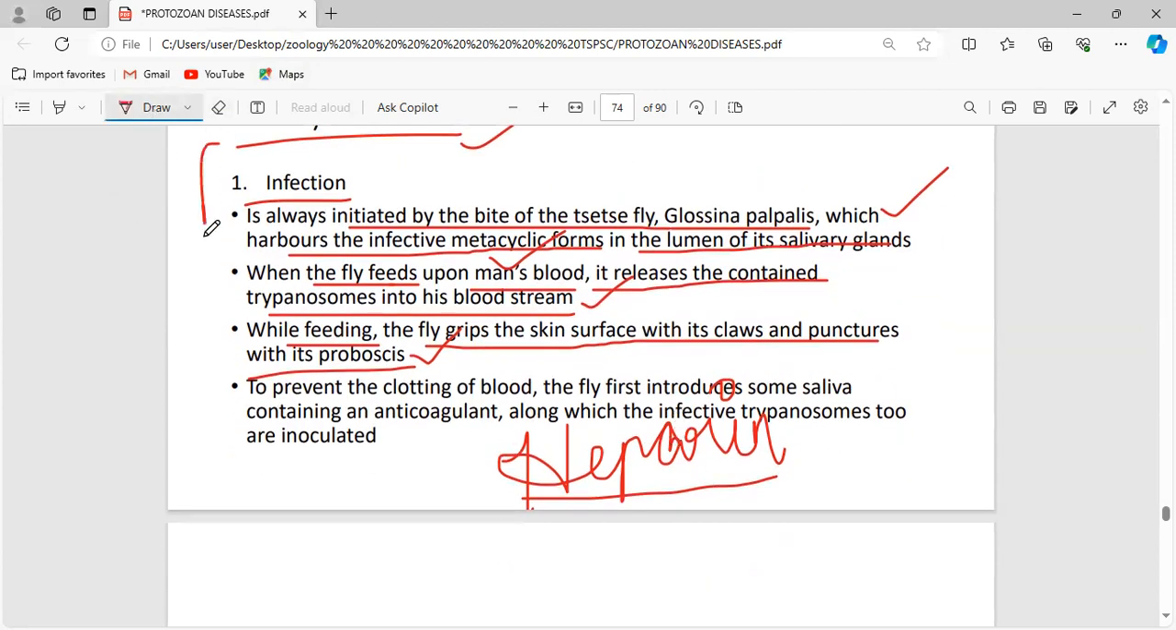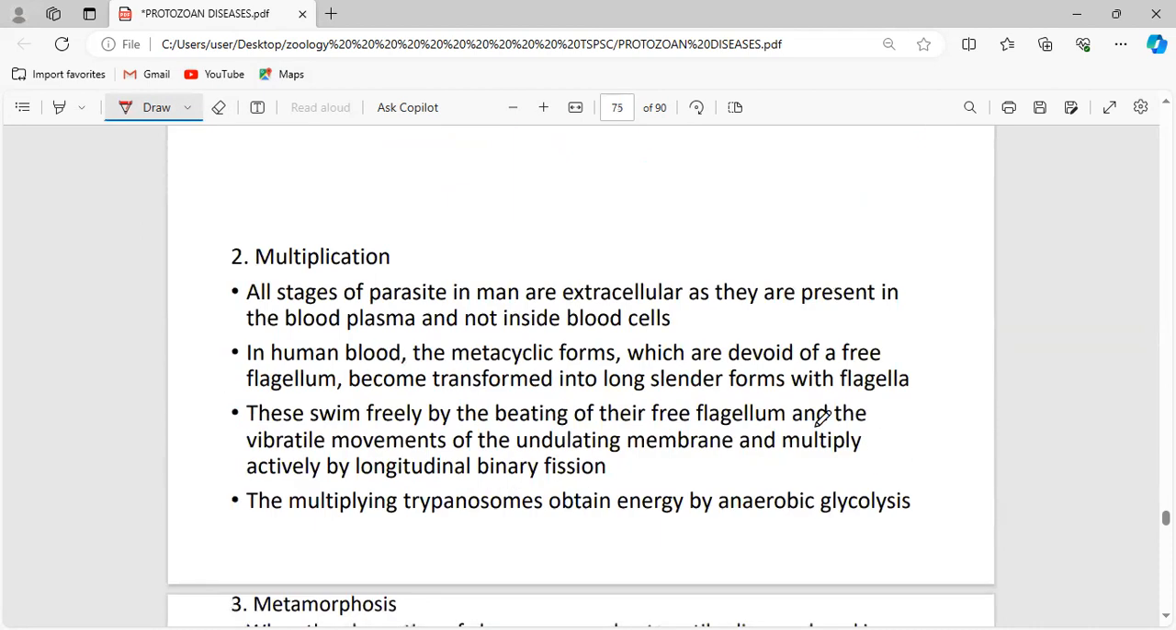This is what has been mentioned in this slide. Now, how does it multiply? Now the parasite has entered the human body. All the stages of the parasite in man are extracellular, as they are present in the blood plasma, not inside the blood cells.